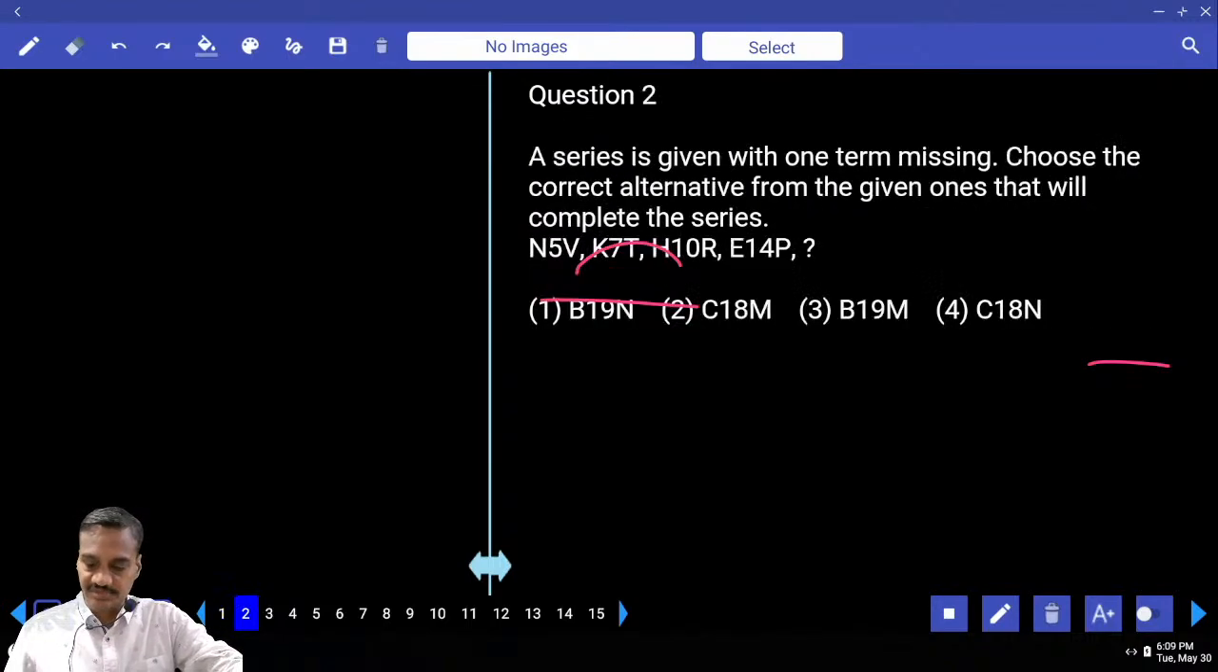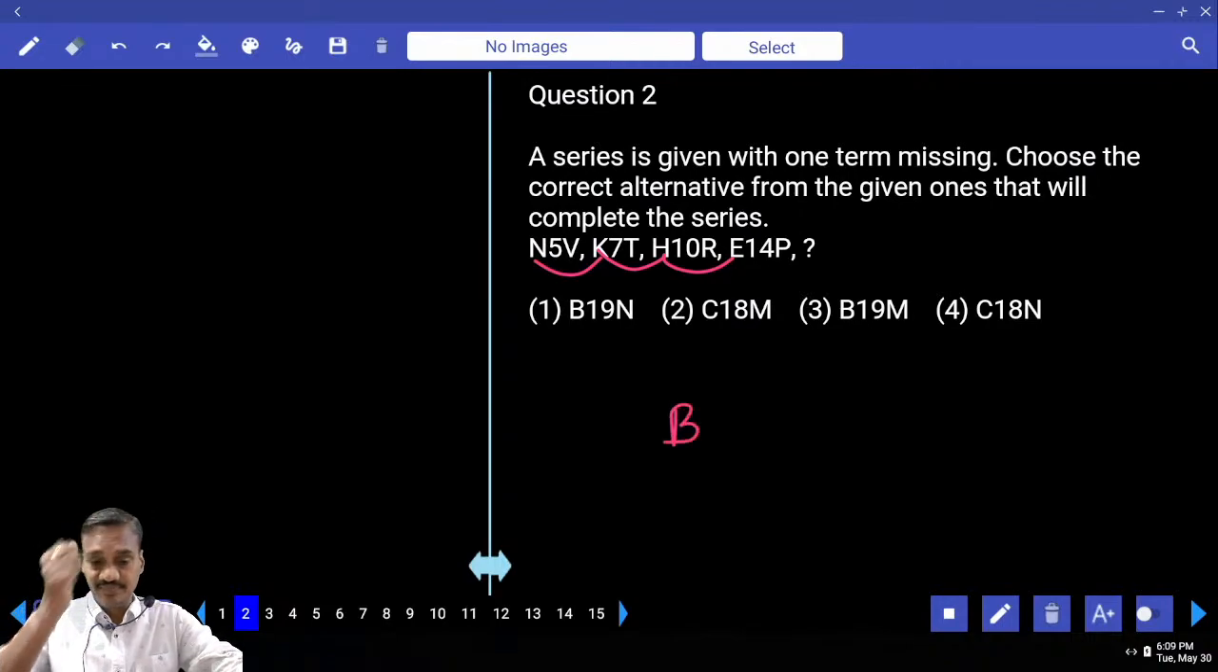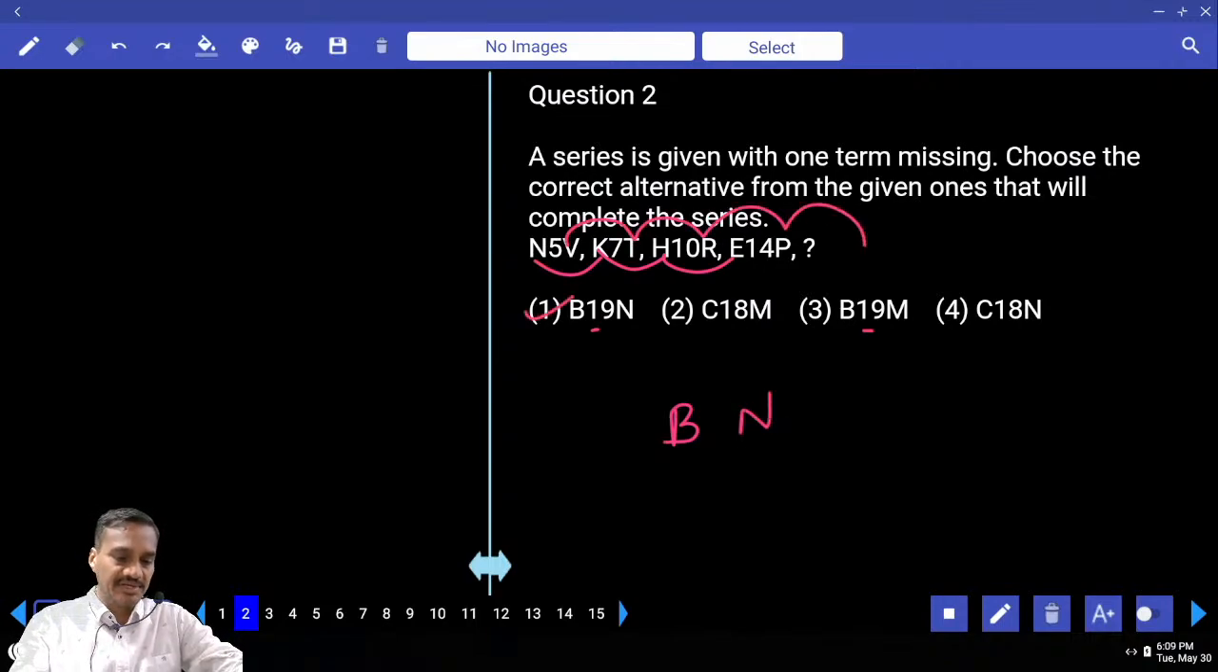Then coming to question number 2, letter series. N and K, the difference is minus 3. K and H, minus 3. H and E, minus 3. E and B, minus 3. The first letter is B. Then what is the next one we have? 19 is common in these two, so no need to check this number. V and T, minus 2, minus 2, minus 2. P minus 2 is N. So B 19 N, choice 1, question number 2.